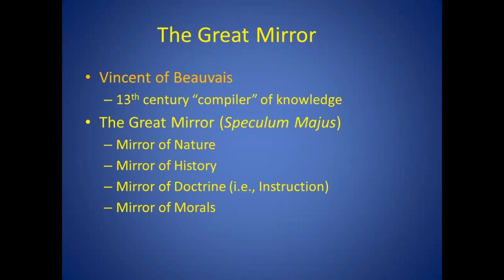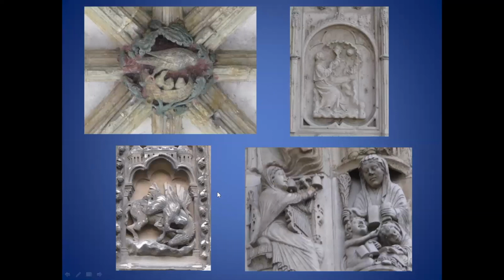All right, and I should also mention that Vincent was not the first to write something called a mirror. There were dozens of mirrors written even before Vincent wrote his big one in the 1200s. This is a very popular book. A lot of monasteries had it or had parts of it. And The Mirror of Nature, from which we take our talk today, is one of those books. And what I'd like to do next is just show how these four mirrors show up in cathedral art.